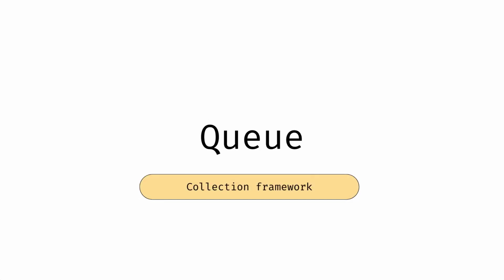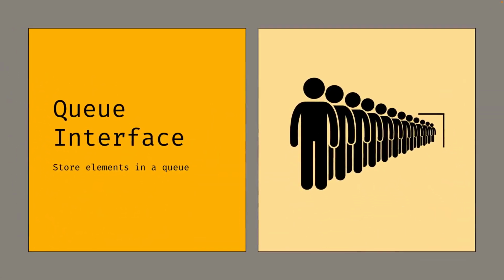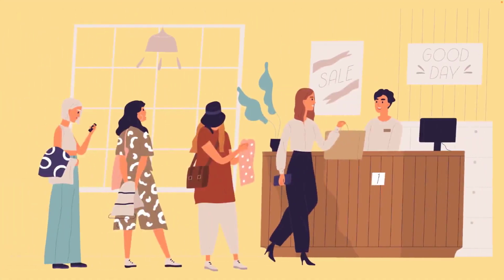In this video, we'll be dealing with the queue interface. Just like set and list, the queue interface is also a core interface in the collection framework, but this one is used to store elements in a queue. A queue is a data structure where elements are added to the end and removed from the front. It's a bit special in that sense, just like queues for a counter in a shop.